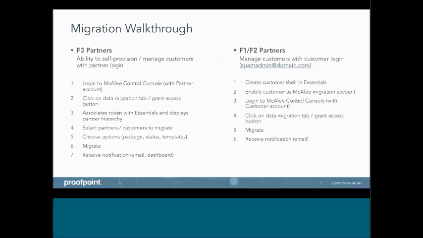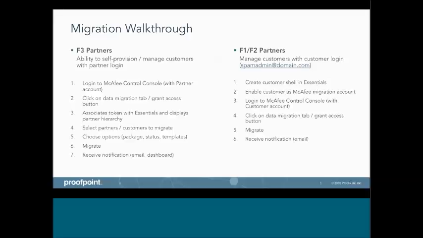Now, if you're on the right side of this and you are essentially managing customers directly with a customer login, then there is an additional step. Again, the same thing applies: you still need an account on Proofpoint, but you also need to create a customer shell, which I'm adopting from the McAfee side. You have to create a customer shell in Essentials, which is a basic placeholder: a domain, an administrator, just basic information. Once you've done that, you can then log in with your spam admin account to the control console. Click that data migration tab and grant access button.